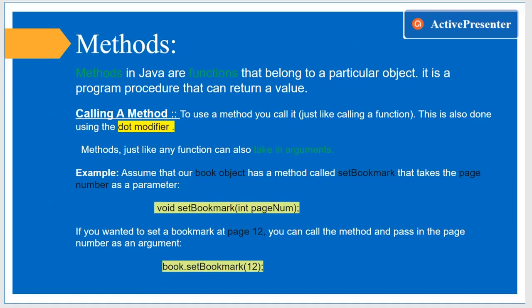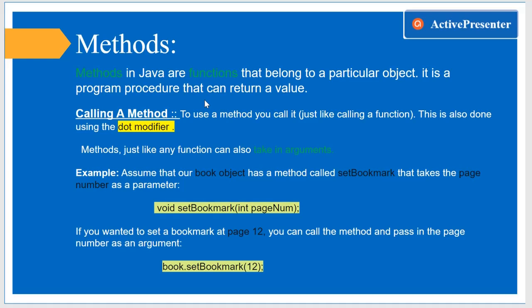Methods. So what is a method in Java? Methods in Java are functions that belong to a particular object. In other languages we call it a function; in Java we call it a method. It is a program procedure that can return a value. It performs an action, an operation, and it can also return a value.